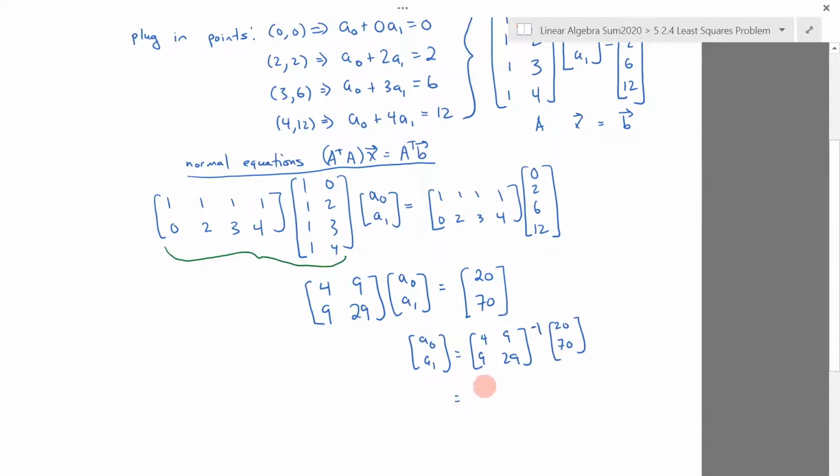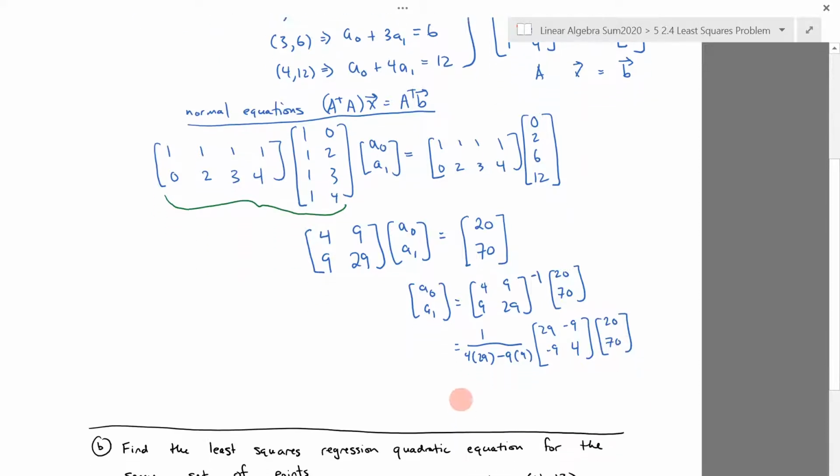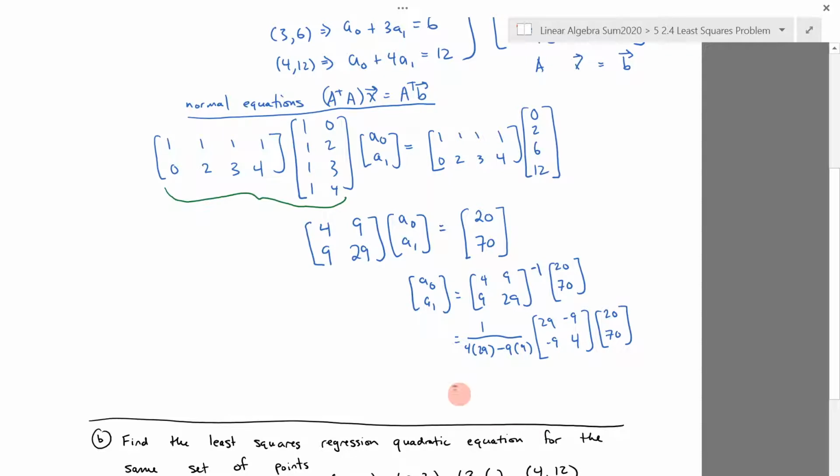Okay, so this is just the 2 by 2 inverse, right? So 1 over the determinant. So AD is 4 times 29 minus BC, which is 9 times 9. And then these two switch places, so 29, 4, and then these become negative, so negative 9, times the vector 20, 70. Okay, so what is this? This is 4 times 29 is 116. This is 81. Right, so 116 minus 81 is 35.